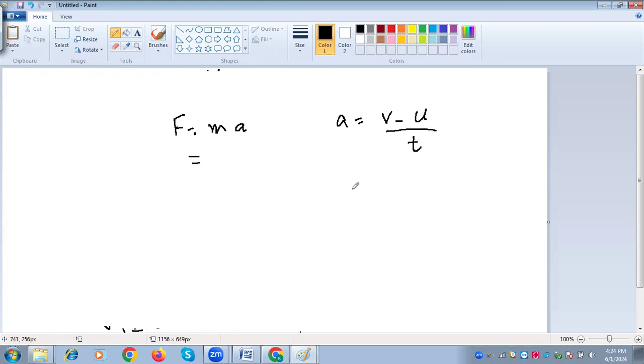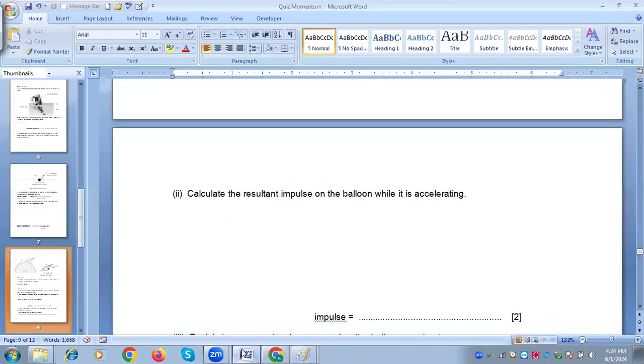You may apply change in momentum over time also. That is the same, because if you write here mv minus mu, change in momentum divided by time. So this is the same, 0.18. What is the velocity? 0. I think I have written mass wrong. Let me check. What is the mass?